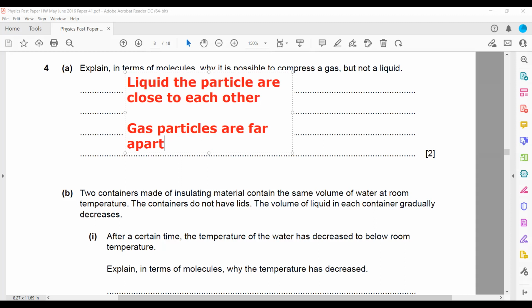That's why, compressing means applying a force, reducing the volume. So in gases, the particles are already far apart from each other, so we can bring them closer. We can reduce the volume. But why can liquids not be compressed? Because the particles are almost touching each other or very close to each other. That's why it is difficult to compress a liquid as compared to a gas.